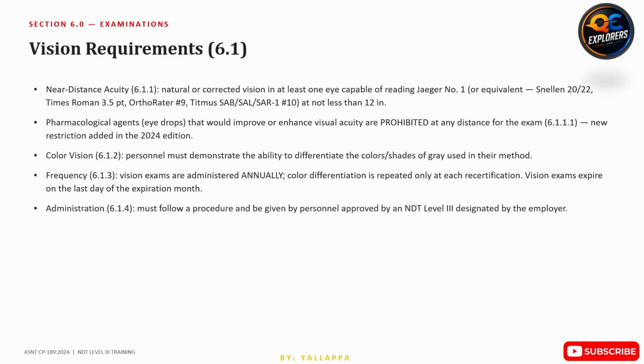The first requirement concerns near-distance visual acuity. CP-189 requires that personnel be capable of reading Jaeger No. 1, or an approved equivalent, at a distance of not less than 12 inches, using either natural or corrected vision. The standard also recognizes several equivalent vision standards, including Snellen, Times Roman print size, orthoradar, and Titmus testing systems.